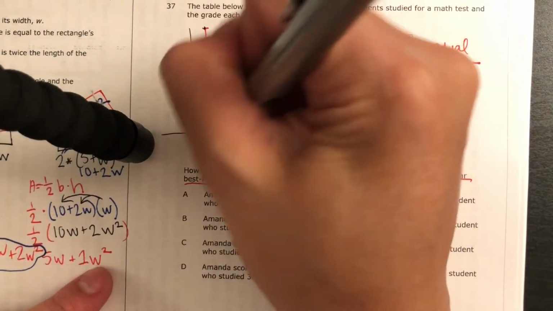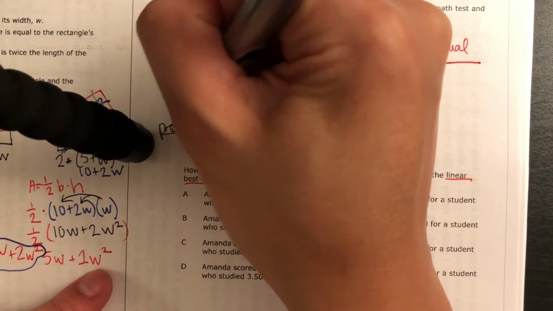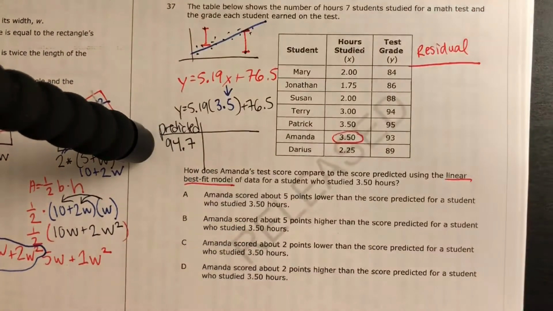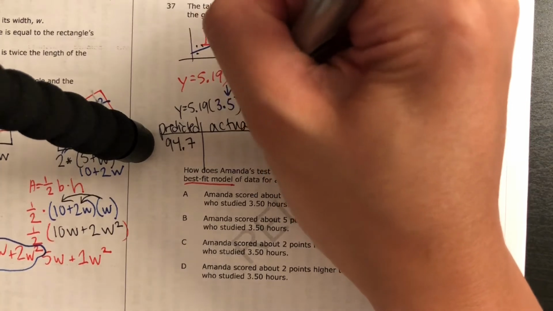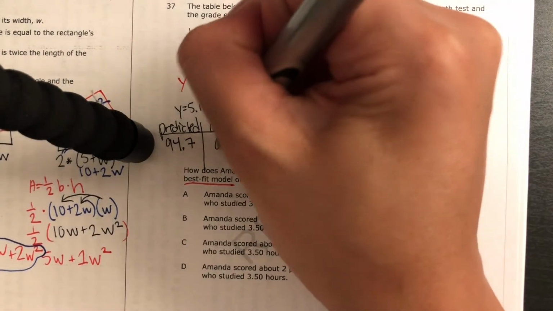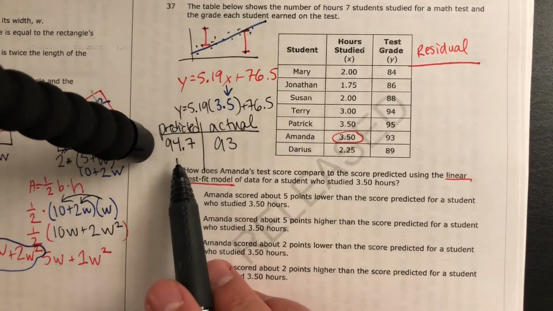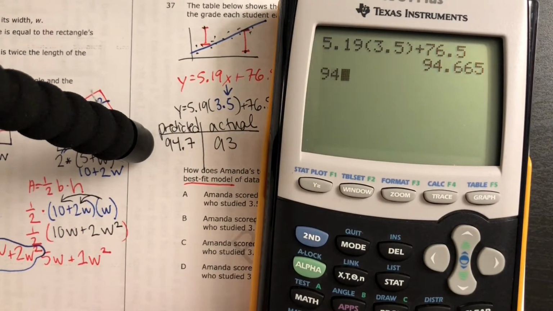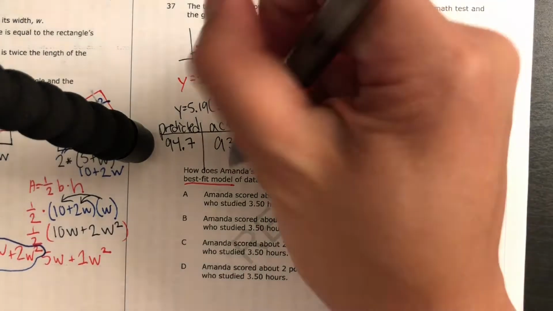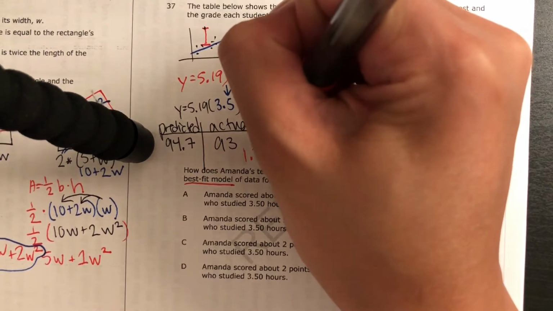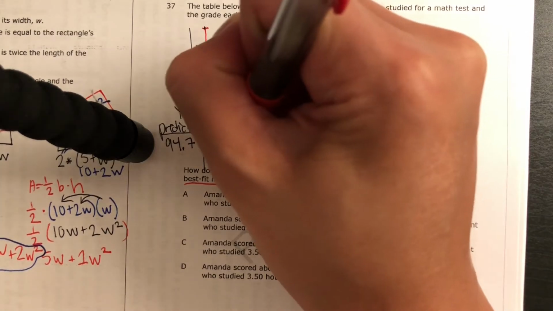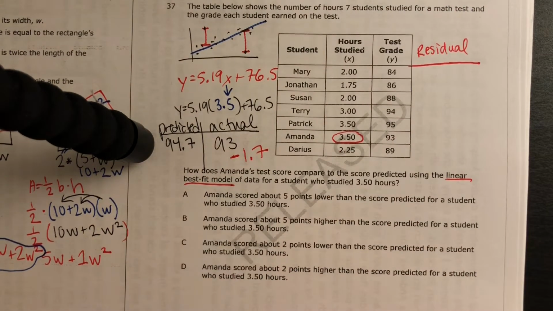So her predicted, this is the predicted because it's based on the equation, it's supposed to be 94.7. Now I need to compare it to what she actually got. Amanda actually got a 93. So what is the difference between her predicted and actual? So if I do 94.7 minus 93, there's going to be a difference of 1.7. And she's actually lower than the predicted. So her actual is negative 1.7.